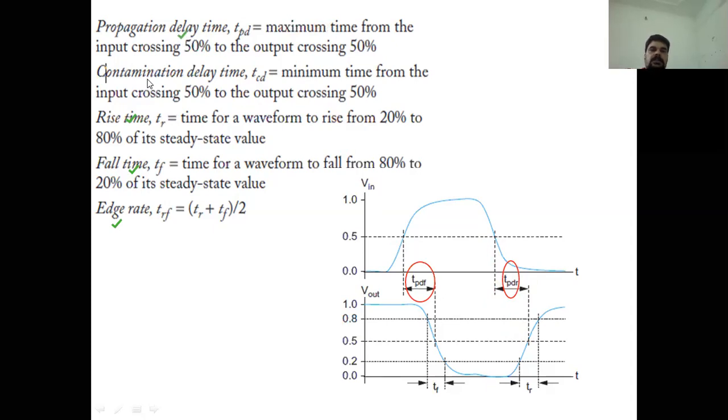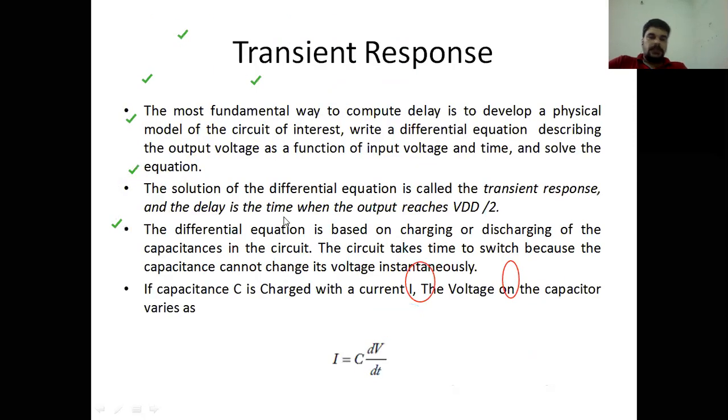Next is contamination delay time, denoted by tCD. It is the minimum time from input crossing 50% to output crossing 50%. There is a slight difference between propagation delay time and contamination delay time. The difference is that propagation delay time is the maximum time from input crossing 50% to output crossing 50%, whereas contamination delay time is the minimum time from input crossing 50% to output crossing 50%.